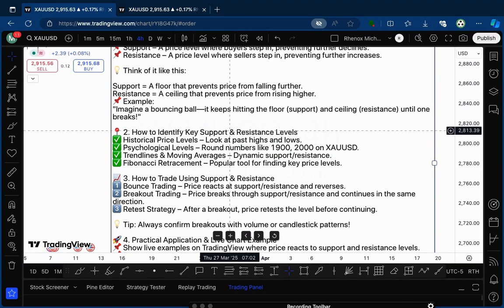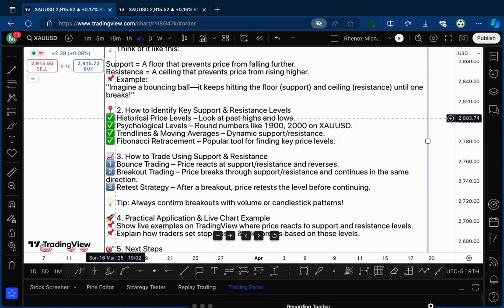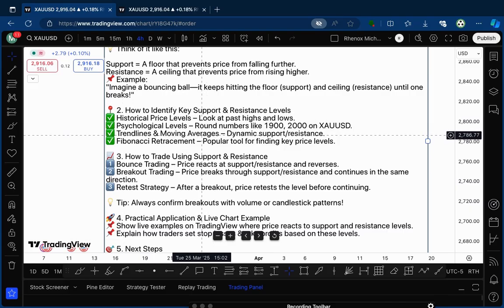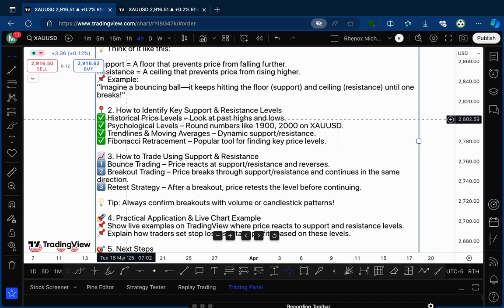Now, how to identify key support and resistance levels. These levels can be found in 4 main places which I have marked out here. You find them on historical price levels, psychological levels, and trend lines. You can also use moving averages, but we won't be using that in our classes. Then you can also use Fibonacci retracements as well. But basically, I'll be teaching you these first two, which are historical price levels and psychological levels, and then we'll touch trend lines as we move on in the classes.